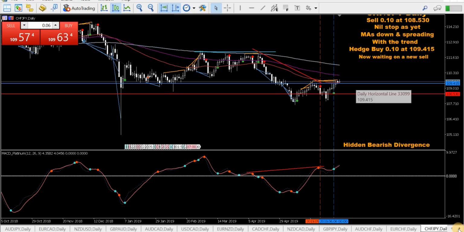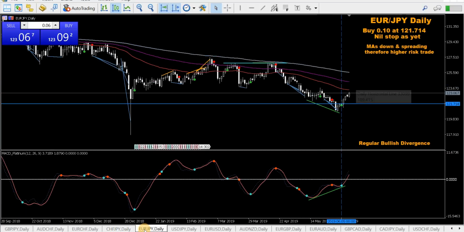All right. Just go through, where are we? Euro yen, I think we're in a buy here, yes. So took a buy here, regular bullish divergence. You can see all my notes on the chart, you can see my lines. It gets a bit monotonous, doesn't it? There's your signal there. It's a high risk trade.